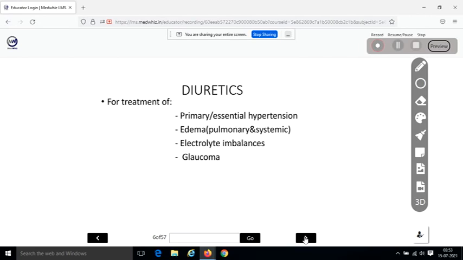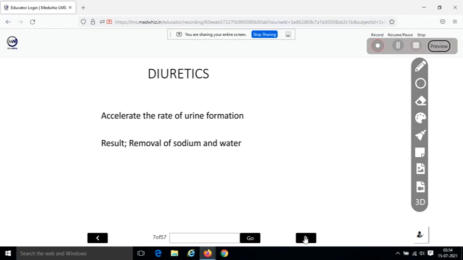Some of the common conditions wherein we use diuretics are primary or essential hypertension, and as we know these drugs increase excretion of sodium and water, so naturally they should reduce edema. It could be in case of pulmonary edema or systemic edema, electrolyte imbalances, and also as adjuncts in case of glaucoma. They accelerate the urine formation and removal of sodium and water.